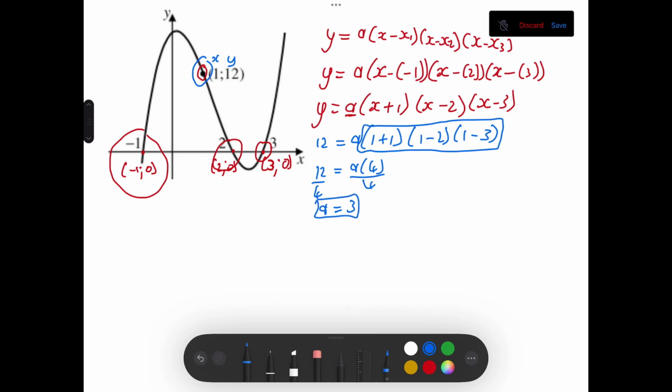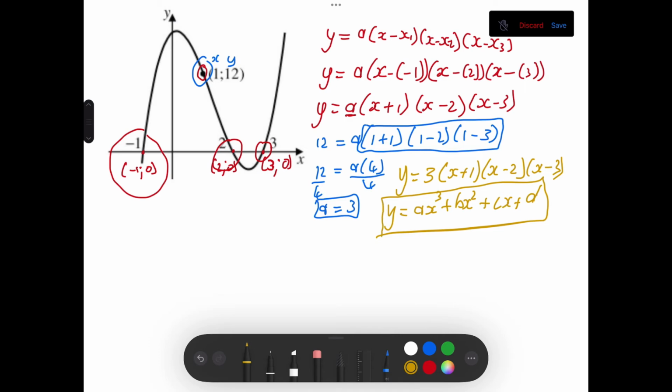So now we substitute, right? So my current function will look like this. y equals 3 bracket x plus 1, x minus 2, and then x minus 3. There we go. So that's what we currently have. But now, generally in the exam, they want your answer in a certain way. Okay? So they might want it ax cubed plus bx squared plus cx plus d. Now they might want your answer in this form, and they ask you what is a equal to, b equal to, c equal to, or d equal to.